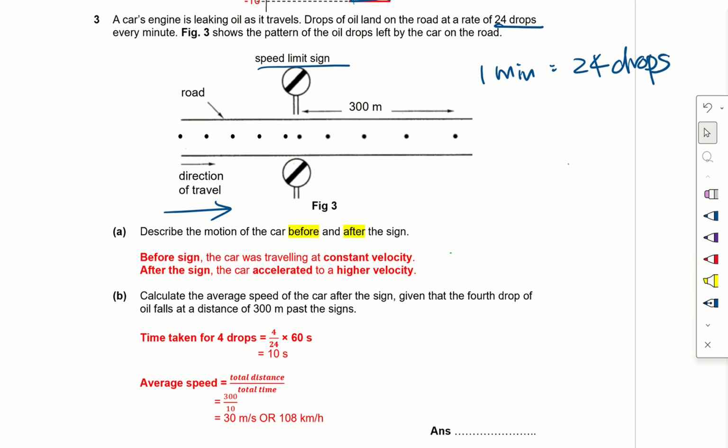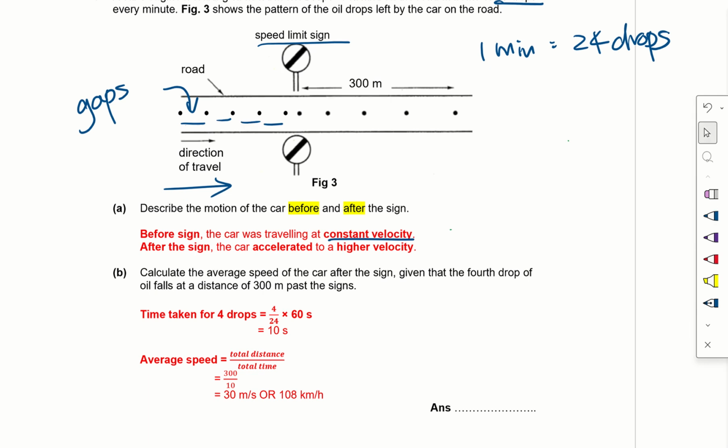Now, before the sign, the car was traveling at a constant velocity. Why do we say that it's a constant velocity? Because the gaps in between the oil drops are a constant value, right? You can actually use your ruler to measure. They should be at a constant value. So if it's at a constant value, that means the car was traveling with a constant velocity. After the sign, the car accelerated to a higher velocity, right? The gaps are significantly larger than before, and that can only happen when the car is traveling at a higher velocity.